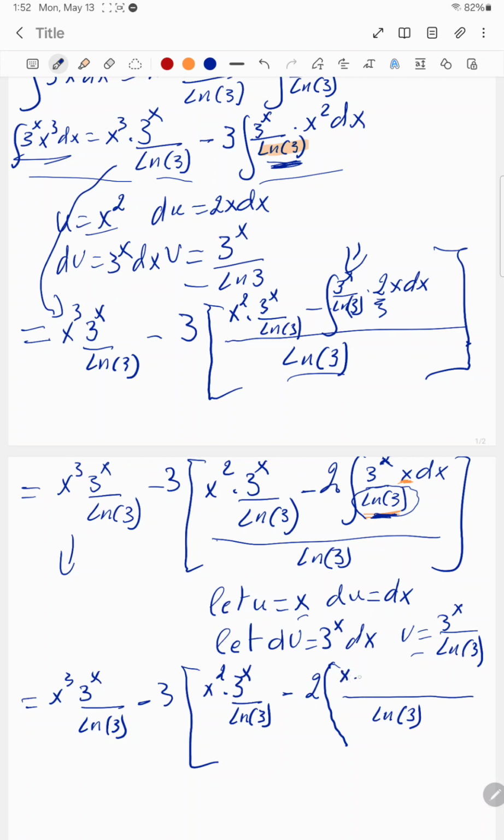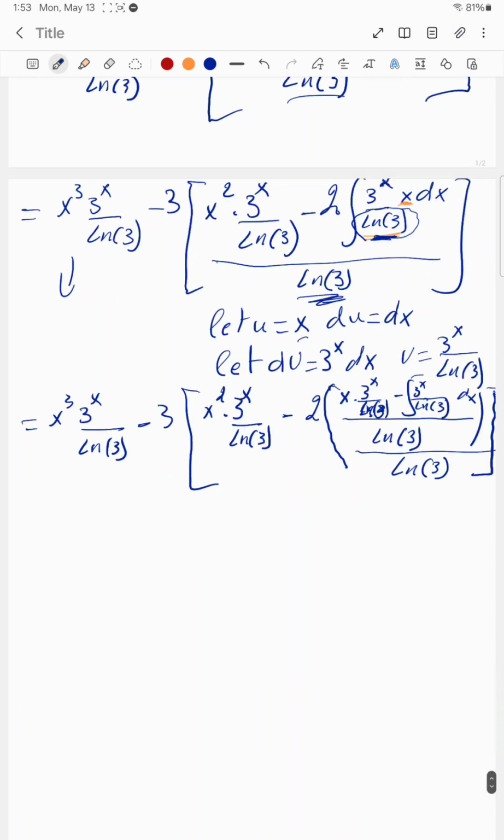So it becomes x times 3 to the power of x divided by ln of 3, uv minus integral of v du, and my v here is 3 to the power of x divided by ln of 3, and my du is dx. We're almost there. And now I have this divided by ln of 3 here, and I close my parentheses and I close my bracket.